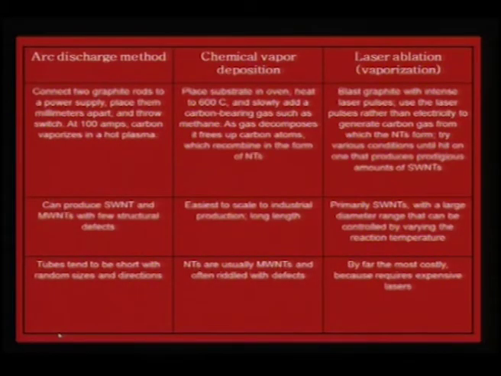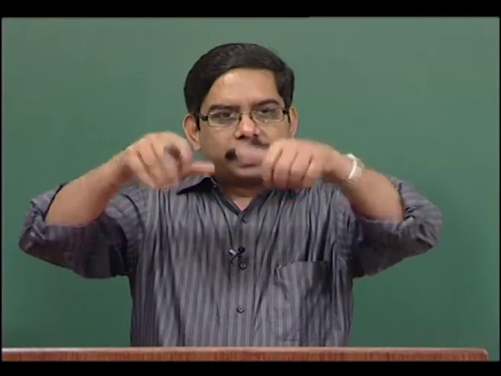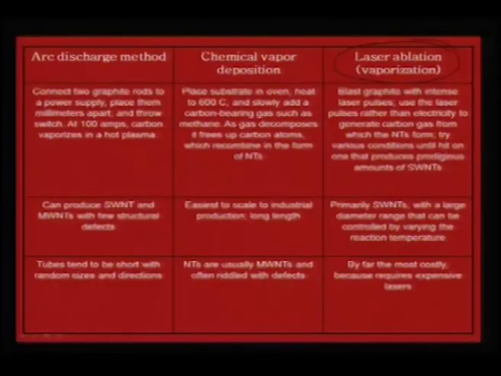Now, how do we make these carbon nanotubes? Three important methods are there which I would like to highlight. One is the arc discharge method, another is chemical vapor deposition, and another is the laser ablation method, which is a vaporization method. In arc discharge you bring two graphitic rods together, apply very high voltage, and a plasma is generated. Then all the carbon soot is trapped in alkane, and we can try to isolate different fragments of carbon nanotubes. In this way we can produce single wall and multi wall carbon nanotubes with few structural defects, but the tubes tend to be short with random sizes and directions, which is the limitation of the arc discharge method.